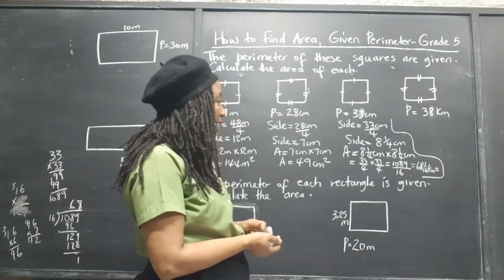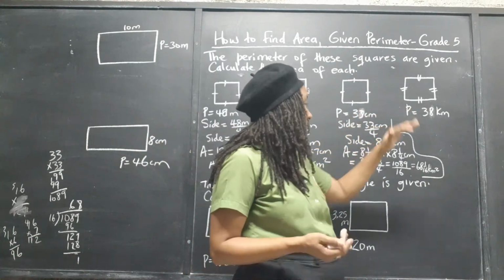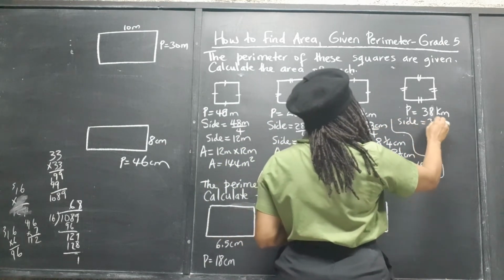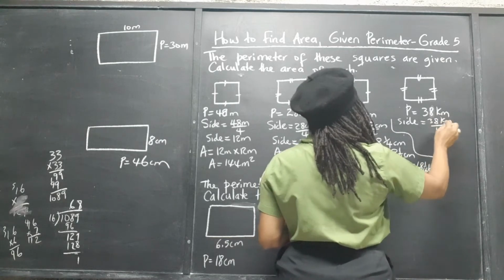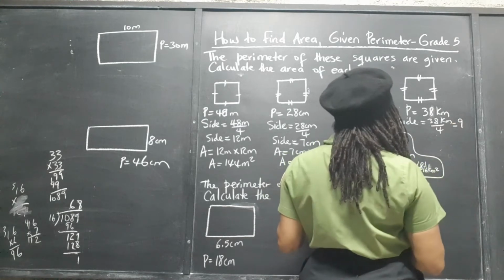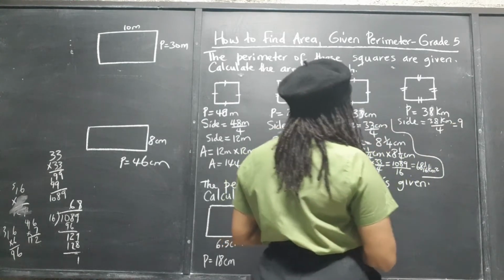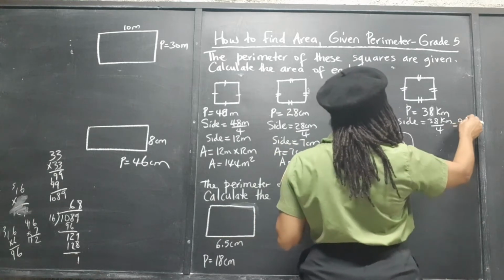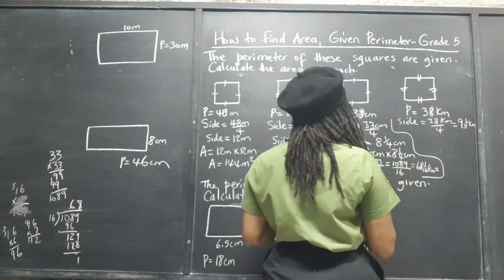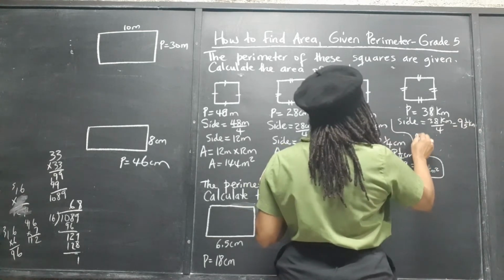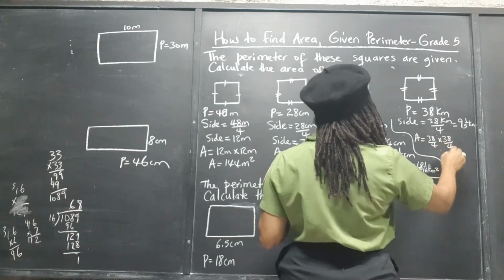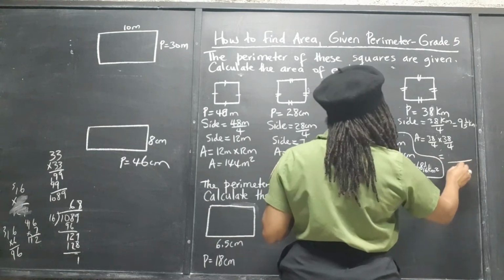Alright, so now we have another square. The perimeter is 38, so we know the side is going to be 38 divided by 4, which gives us 4 into 38 goes 9 times, remainder 2, so that's a half. So 9.5 kilometers. Again, the area would be 38 over 4 times 38 over 4. So we're going to put our answer over 16.